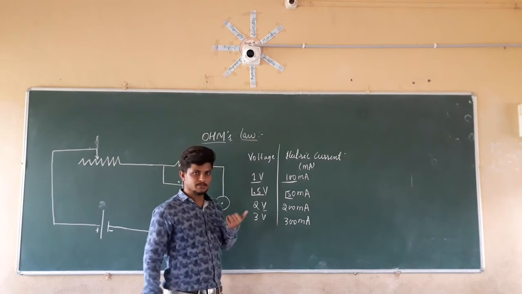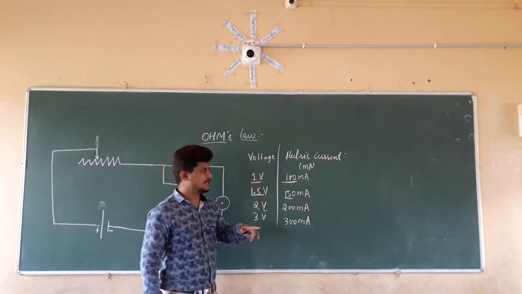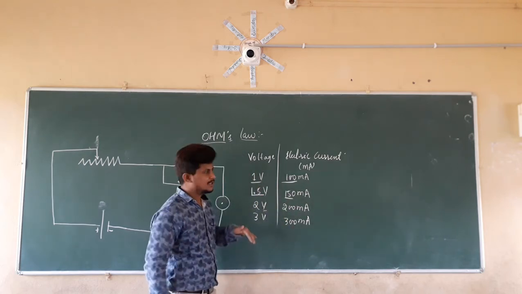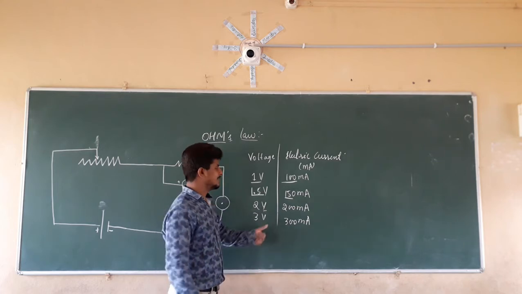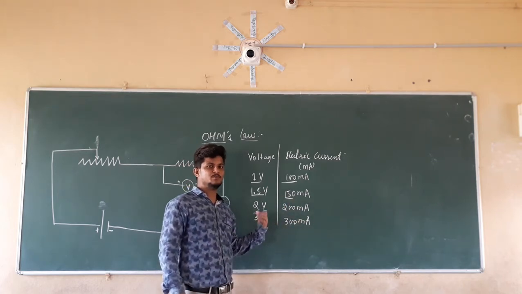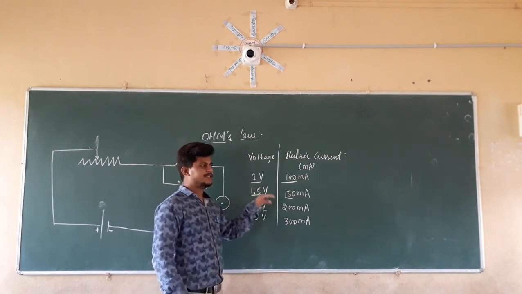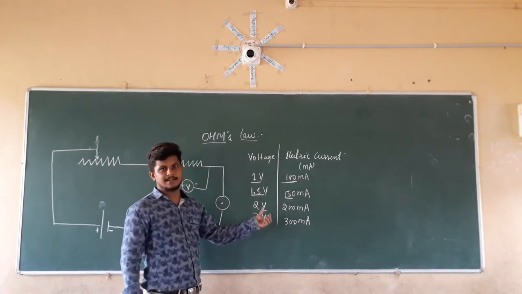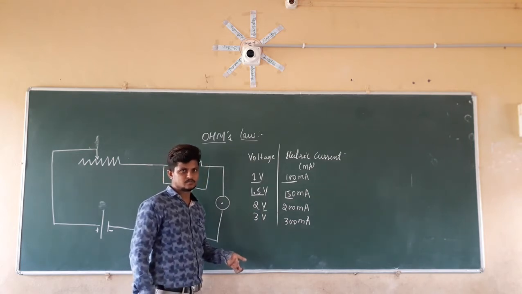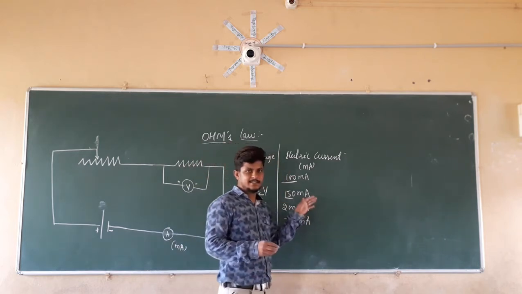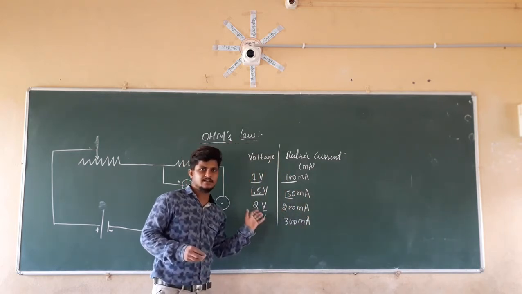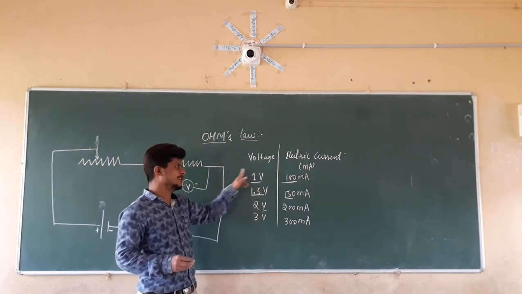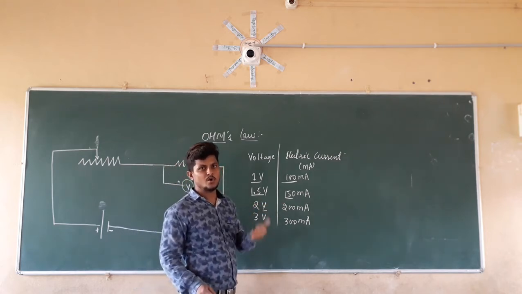Ohm's law states that at constant temperature, electric potential difference is directly proportional to the electric current. That is, electric current is directly proportional to the potential difference. As potential difference increases, electric current also increases. As potential difference decreases, electric current also decreases. So that is the statement of Ohm's law. By this experiment, by this observation, we came to know that as voltage increases, the electric current also increases.